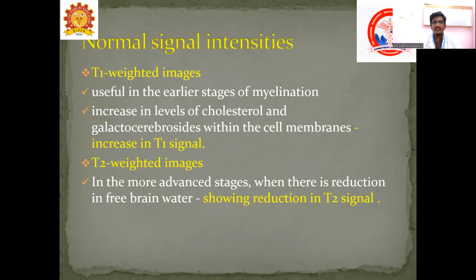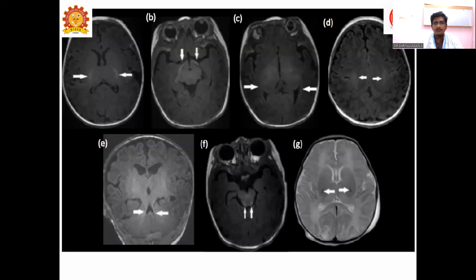So what are the normal signal intensities? As I told you, in T1 weighted images where there is more cholesterol and galactocerebrosides, there will be an increase in T1 signal intensity. As myelination progresses, there will be a reduction in free brain water, which shows reduction in T2 weighted signal. So let us see a few MRI images.